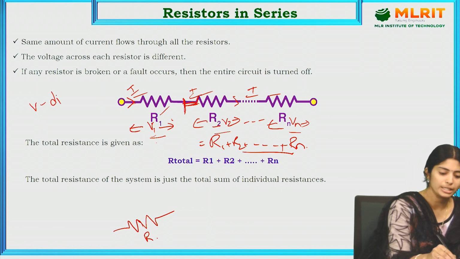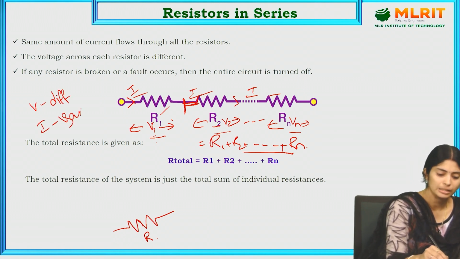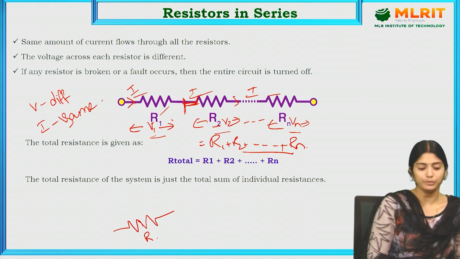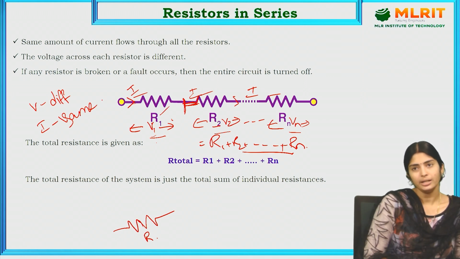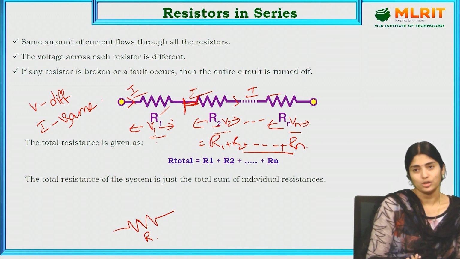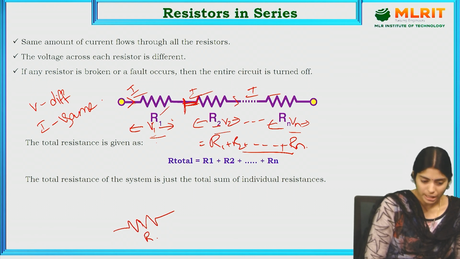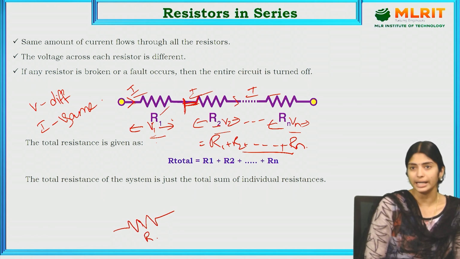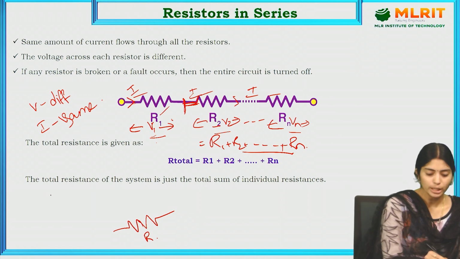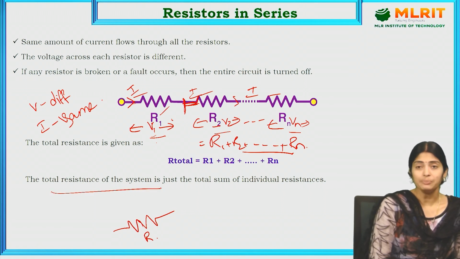Voltage value is different and the current value is same. We have to keep that in mind while we are considering resistors in series. So whenever resistors are connected in series, the voltage value will be different across each resistor and the current value will be same. So the total resistance value of the system is the sum of individual resistances.